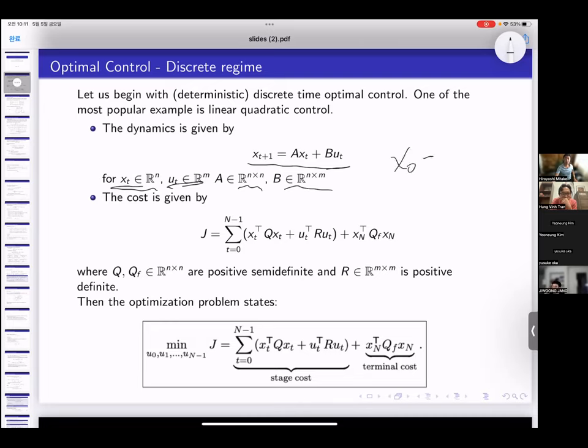Starting with the initial point x of zero, you usually let the trajectory start from the origin, and our goal in this problem is to determine the optimal control actions, the sequence of control actions u of t, that minimizes the cost defined in this form. So here, Q, R and Q_F are usually assumed to be positive definite matrices, so the energy is quadratic. So the optimization problem is formulated in this form. The first part corresponds to the stage cost, while the second part is regarded as a terminal cost.